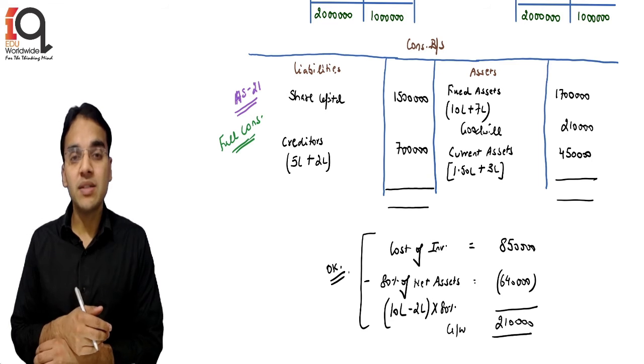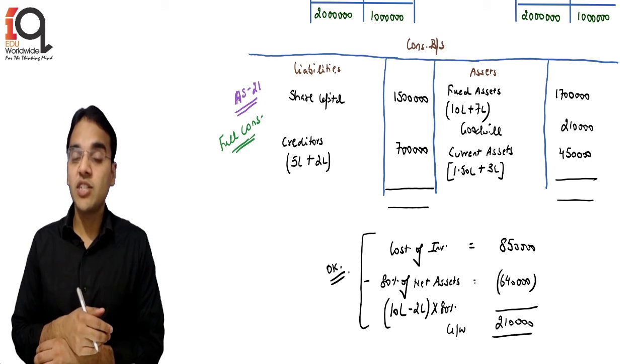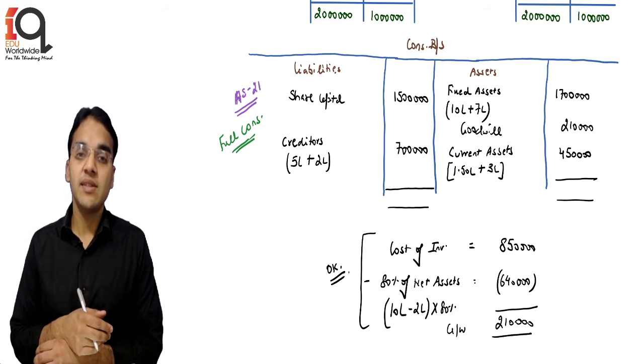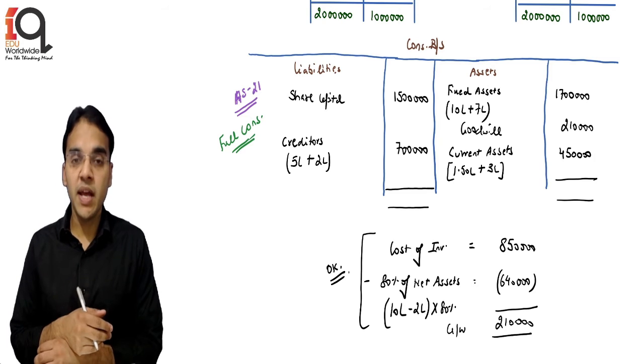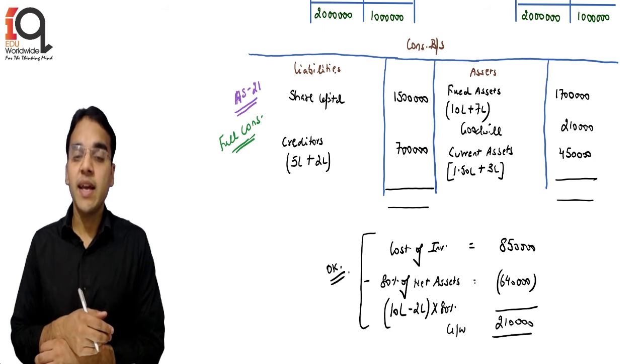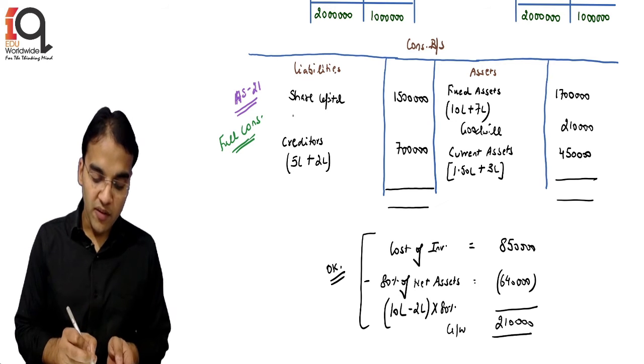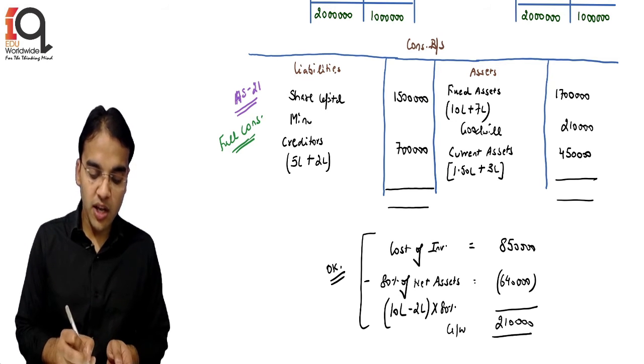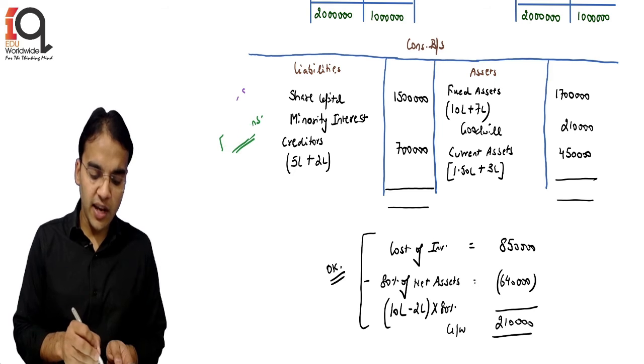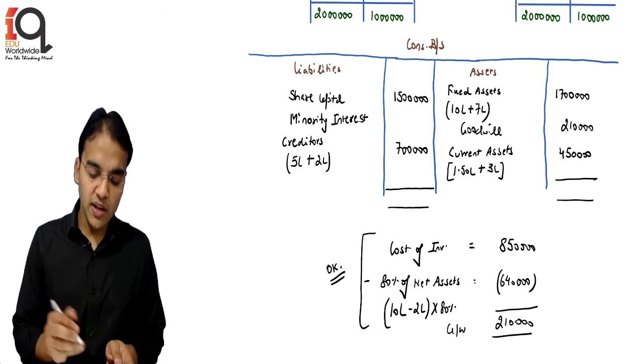That means the percentage of the net assets which are not owned by the holding company, the remaining 20% in this case, is your minority interest, and that value is to be shown separately in the balance sheet, student. So we'll be showing minority interest here, and that is nothing but 20% of the net assets. Only then will your balance sheet tally.